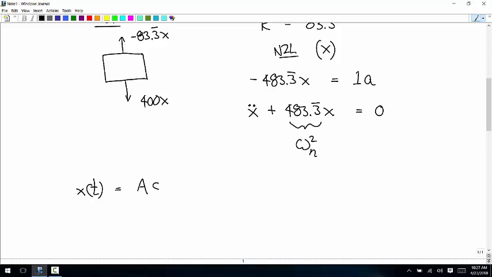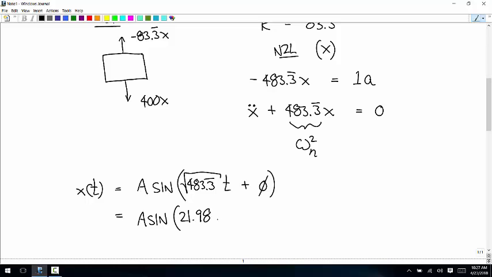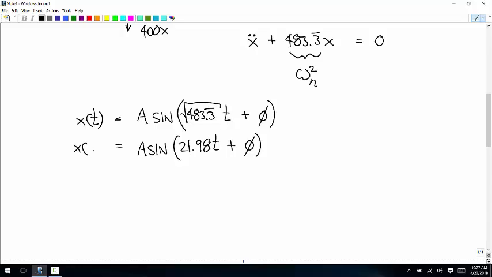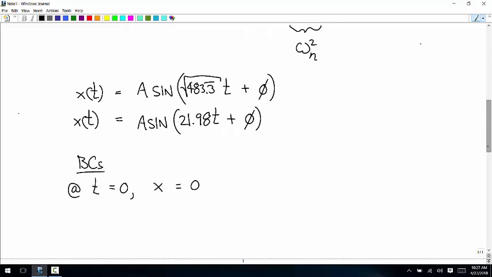is A times the sine of the quantity square root of 483.3 repeating times t plus phi. What's the square root of 483.3? 21.98 t plus phi. Now we're going to use our boundary conditions. We know that at time equal to 0, x is equal to negative 0.01, and at time equals 0, x dot is equal to 0. If those are your boundary conditions, it's a very boring system.